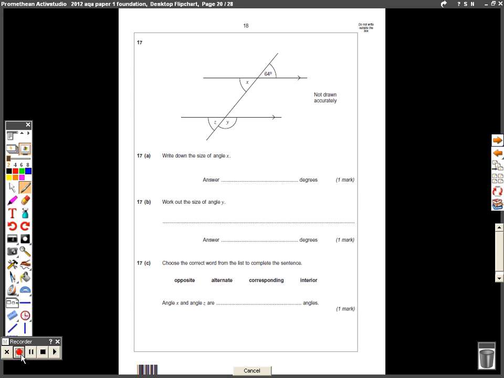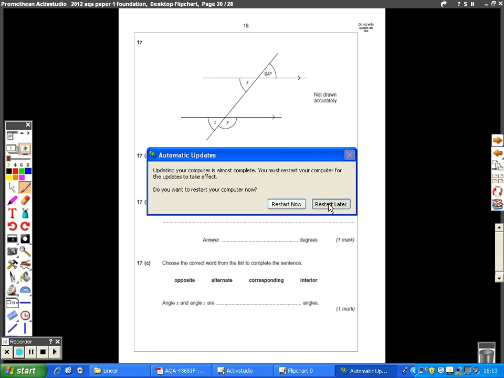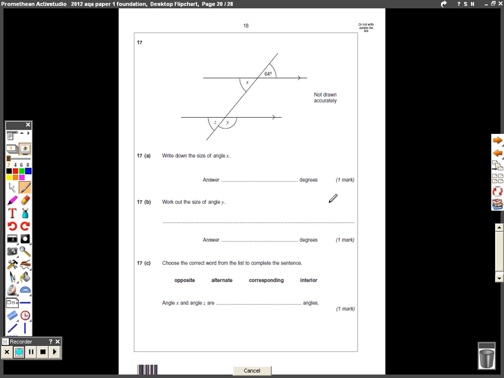Question 17, parallel lines. Now I always think of parallel lines, if the angles look the same, then they probably are the same. Looking at the diagram, I can see that I've got 64 and x. Now if I made that 64 smaller, that x would get smaller. If I made the 64 bigger, that x would get bigger. So 64 and x, vertically opposite, are the same. So write down the size of angle x, well x is 64. I'll write that on the diagram as well, might be useful later.